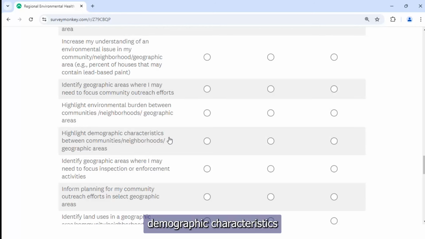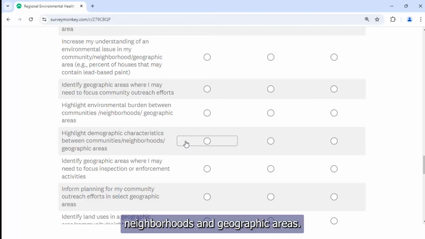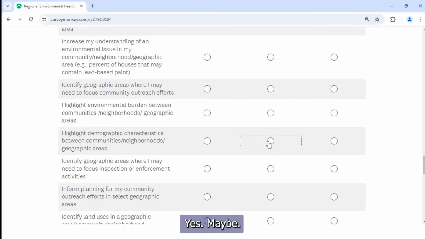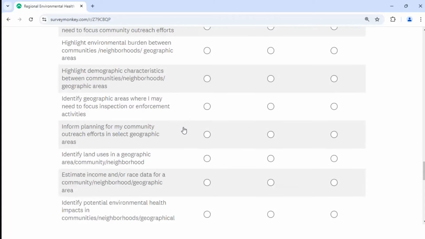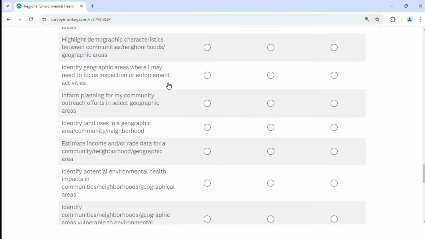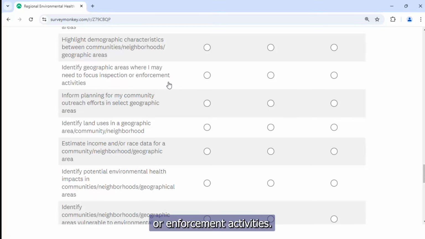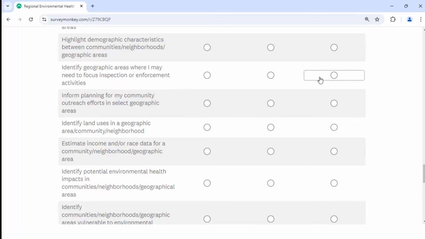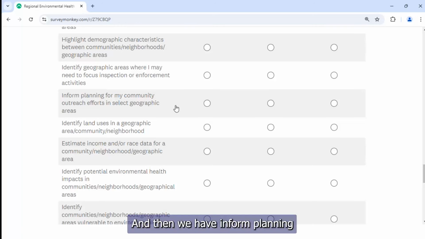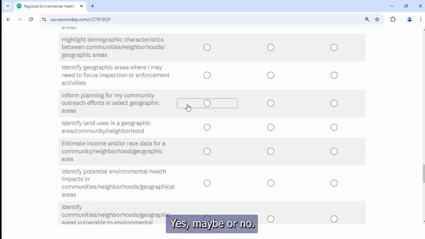And then the next is highlight demographic characteristics between communities, neighborhoods, and geographic areas. Yes, maybe, and no. And then we have identify geographic areas where I may need to focus inspection or enforcement activities. Yes, maybe, or no. And then we have informed planning for my community outreach efforts in select geographic areas. Yes, maybe, or no.